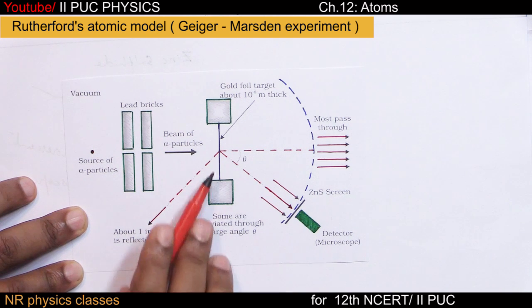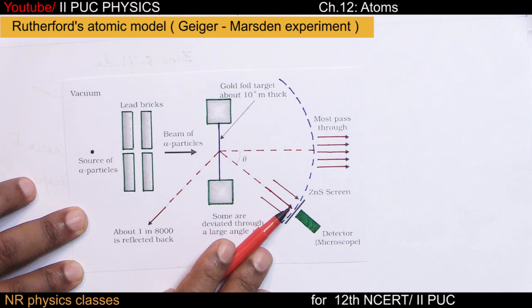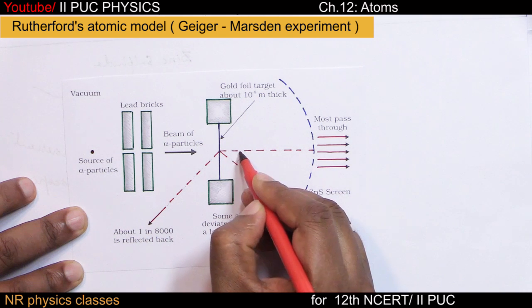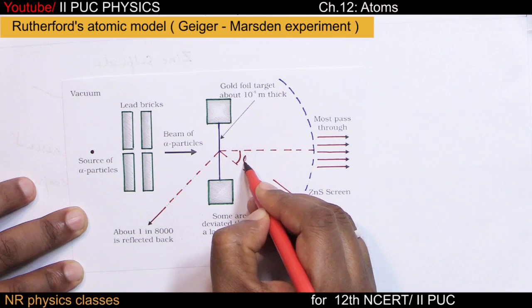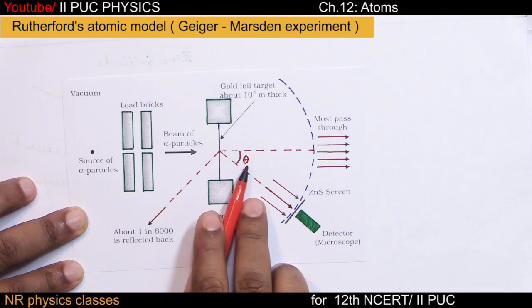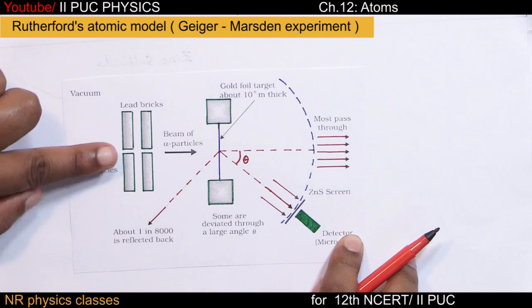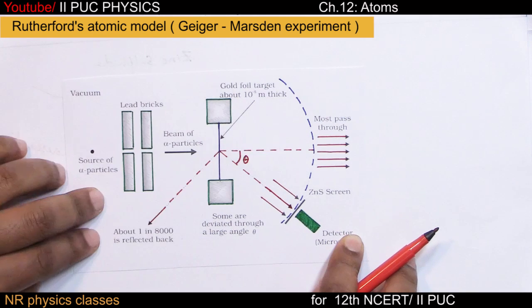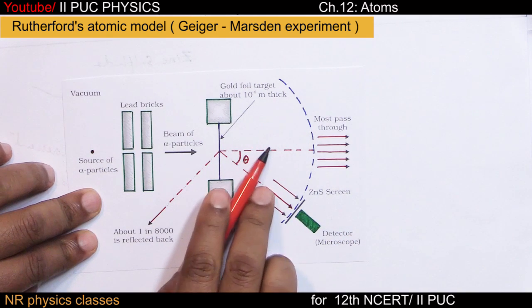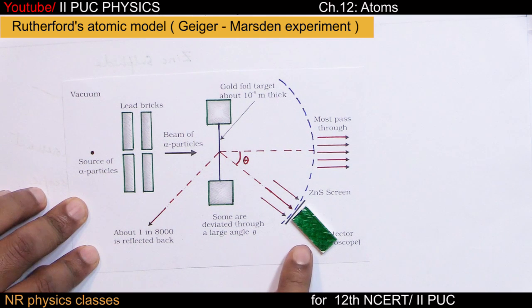Okay, now if this is the direction of the alpha particle, then this angle is the angle of scattering, theta. So this is the angle of scattering measured with respect to the direction of incidence. Initially alpha particles were traveling like this, so it is through this angle that alpha particles are scattered. Suppose this is the detector.